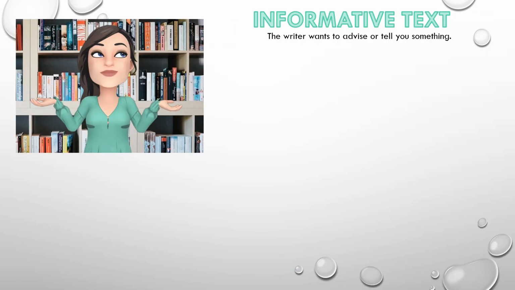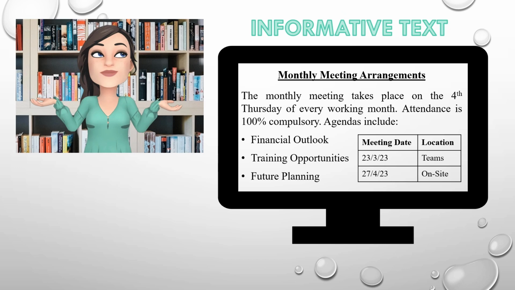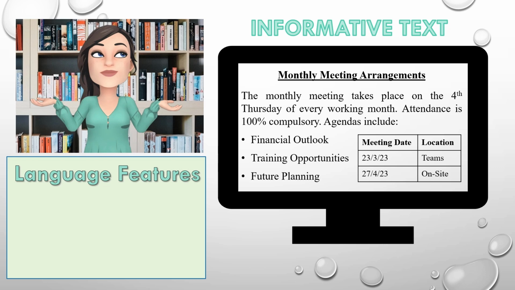So let's take a look at informative text. Monthly meeting arrangements. The monthly meeting takes place on the fourth Thursday of every working month. Attendance is 100% compulsory. Agendas include financial outlook, training opportunities, future planning. Let's analyse this piece of informative text, starting with language features.